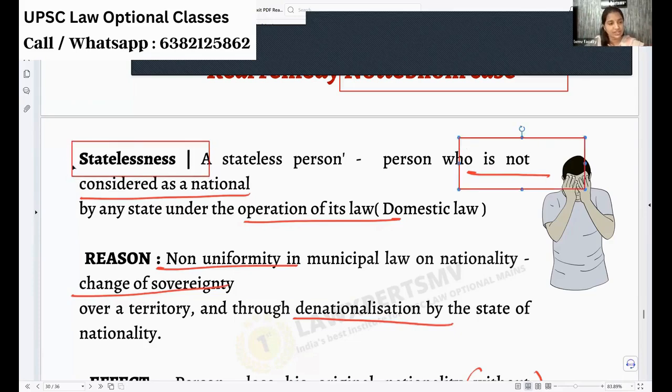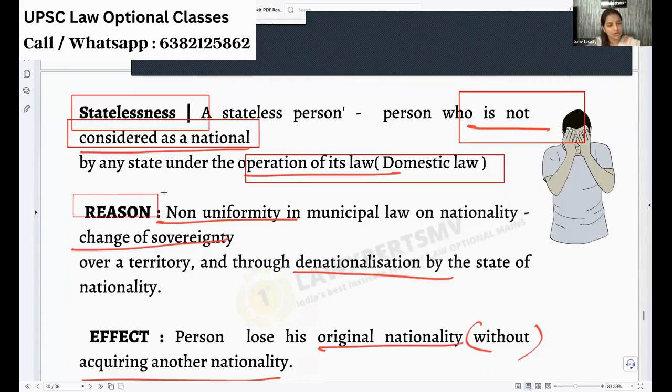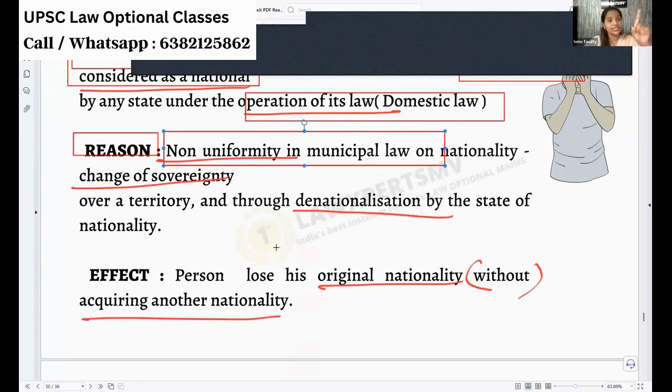A person who is not considered a national of any state is a stateless person. And this is because of operation of domestic laws. Our Citizenship Act guides us on statelessness. Next, the reason for statelessness is also because of non-uniformity of municipal laws. Every nation state does not give citizenship on the same conditions. Because of that, we have statelessness. Next, because of wars, denationalization, refugees, all these things give rise to stateless persons.